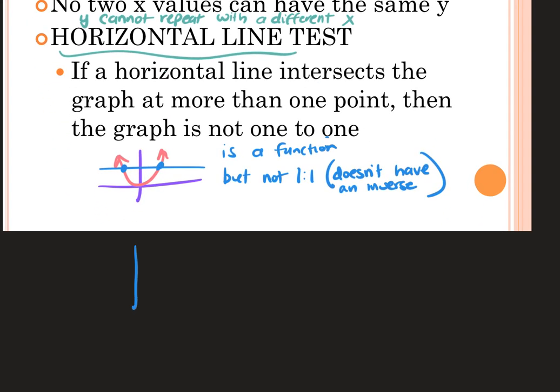How about a cubic function? Is it a function? Does it pass the vertical line test? Yes. Is it one-to-one? Yes. This would be both a function and one-to-one, which means it's a function that can have an inverse. Still with me? Yeah?